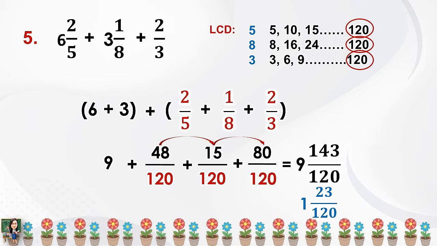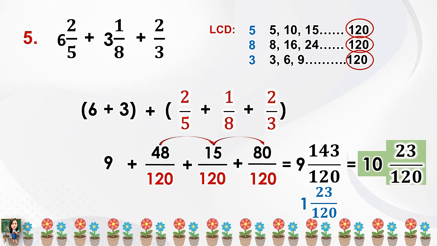Then, add the whole numbers. 9 plus 1 equals 10. Then copy 23 over 120. So the final answer is 10 and 23 over 120.